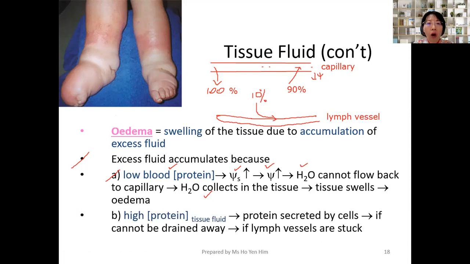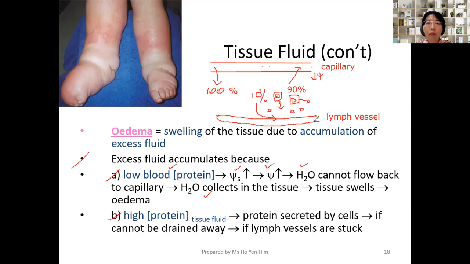Okay, the second reason is that you have a high concentration of protein in the tissue. Tissues are made of cells, right? So tissues have a lot of cells inside, and those cells might be secreting protein. We have cells that are supposed to secrete protein, for example glucagon or insulin, antibodies, and so on. When they secrete this protein, it remains inside the tissue fluid and is not drained away.